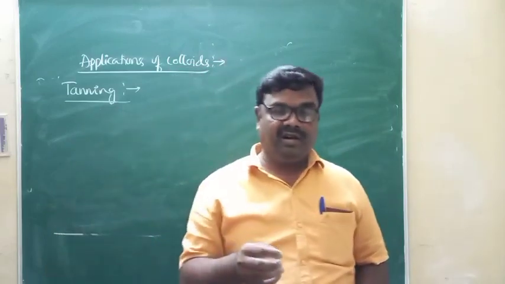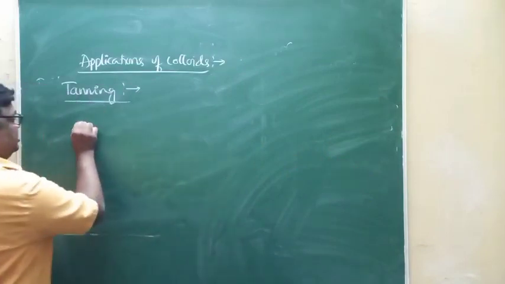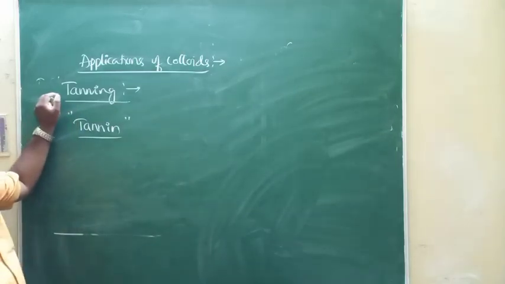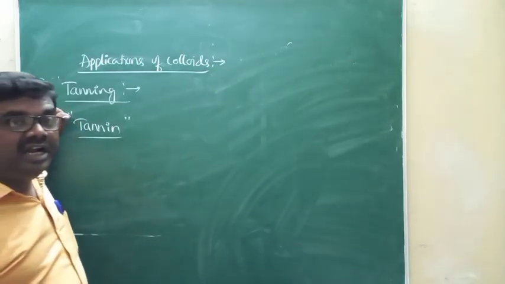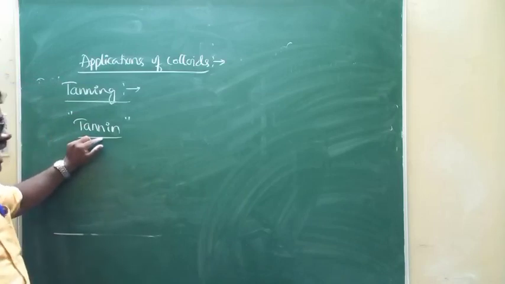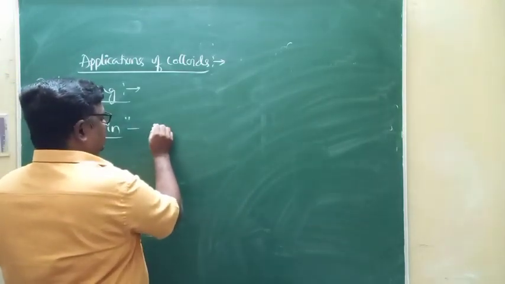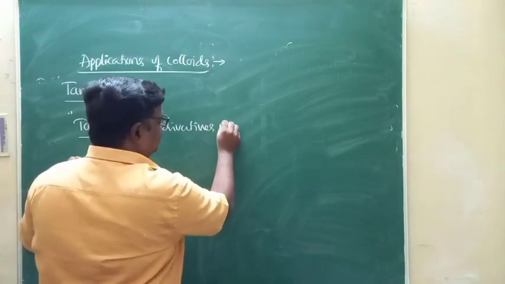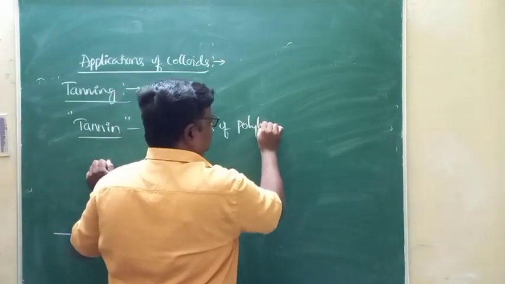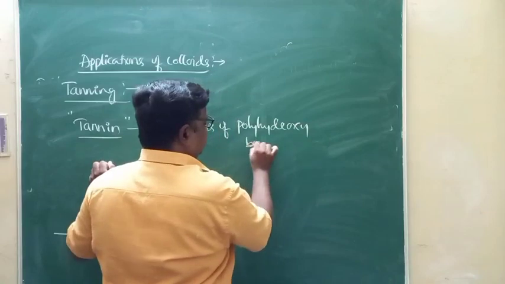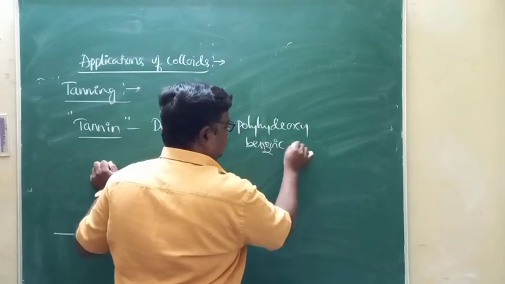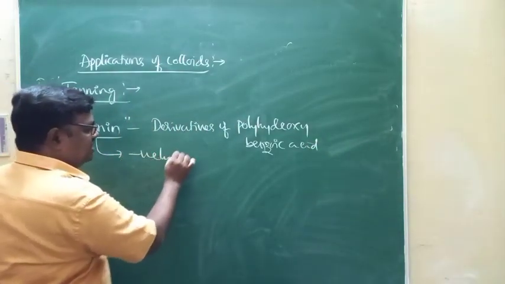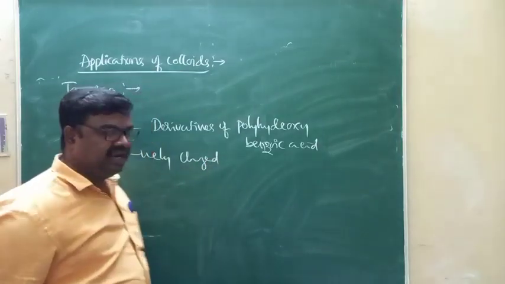When these animal hides are soaked in a solution known as tannin, in order to bring about tanning of leather, we soak the animal hides in tannin solution. Tannin is nothing but derivatives of polyhydroxy benzoic acid. This is the composition of tannin. This tannin is characterized by negatively charged particles.